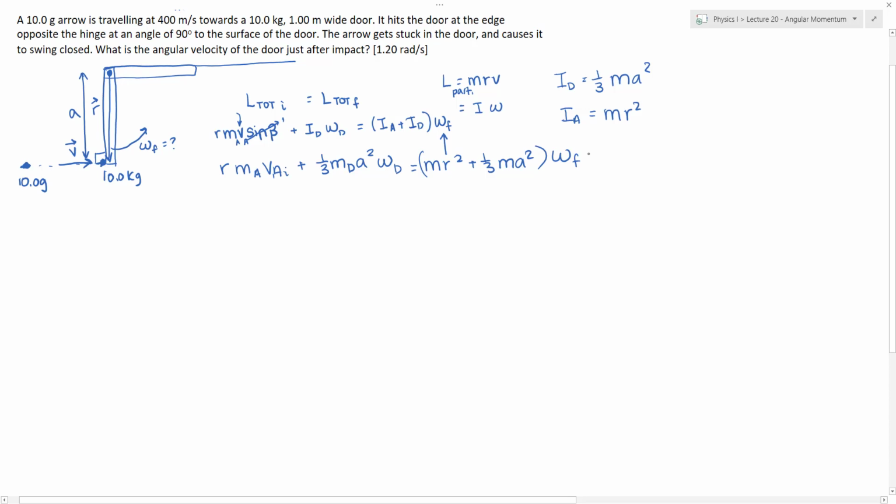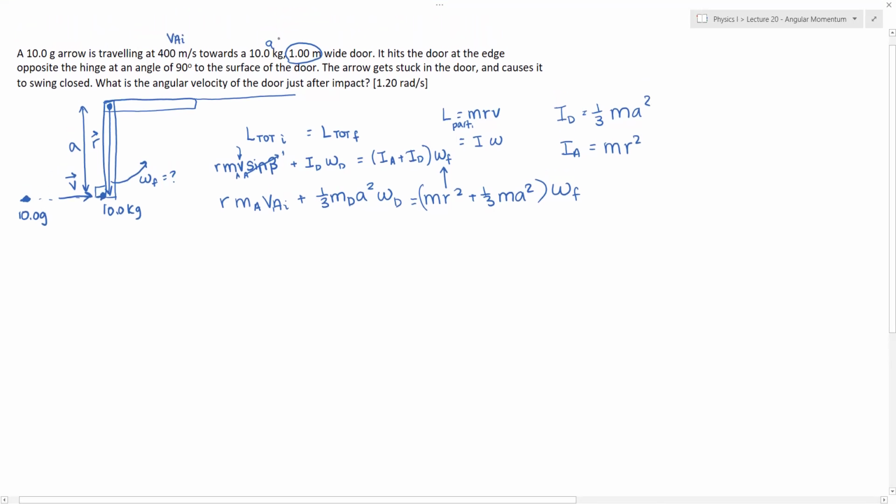Okay, so now a and r from our picture is the same value. So we can just make all of them the same number. If we want, we can make them all a's or all r's. It really doesn't matter. In the end, it's just the width of the door, which is this 1.00 meters. So this is my a value, or I could also say it's my r value. It's all the same thing. So we're trying to solve for omega final.